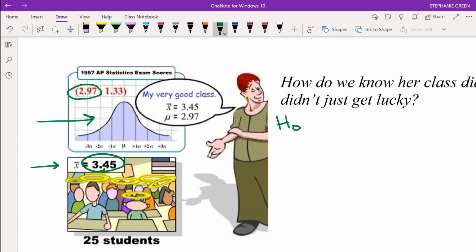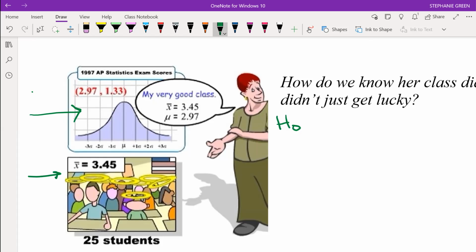So her hypothesis, which is going to be our alternative hypothesis, is that her class of students is much better than the nation as a whole. So they're gifted students, in other words. So our null hypothesis, going back to that, would be that she is wrong, right? It's what we want to disprove. So our null hypothesis would be that her class is no better than the rest of the nation.